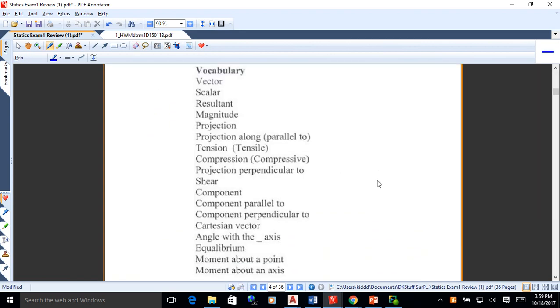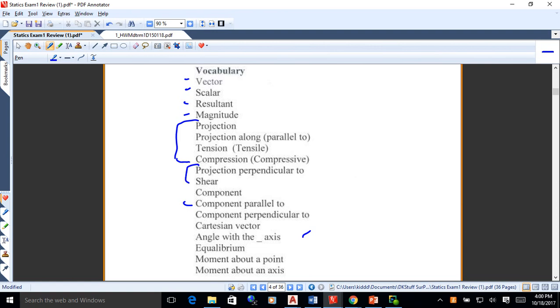We also covered some vocabulary, so you should know these terms if you find them in the problems. Vector and scalar: a scalar has only magnitude, a vector has magnitude and direction. Add 2 or more vectors together, you get a resultant. Scalar and magnitude are pretty much the same thing. Then we've got projection, projection along, projection parallel to, tension and compression, and component parallel to. These are all pretty much using a dot product in 3D to find the projection of a force along a line, which would either be tension or compression.